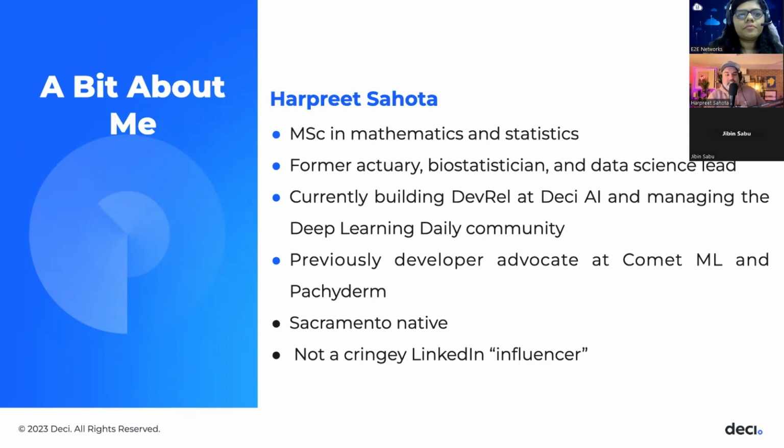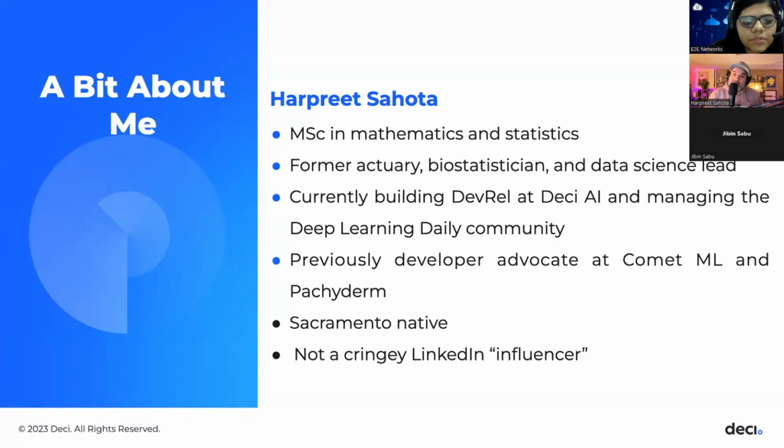So I've worked over the last few years at Comet, at Pachyderm, and now I'm working at DeciAI. At DeciAI, we build models. That's essentially what we do. We've got a proprietary neural architecture search algorithm, which we call the AutoNAC engine. And with this AutoNAC engine, we're able to create models that are data aware, hardware aware, and deployment aware, so to speak.